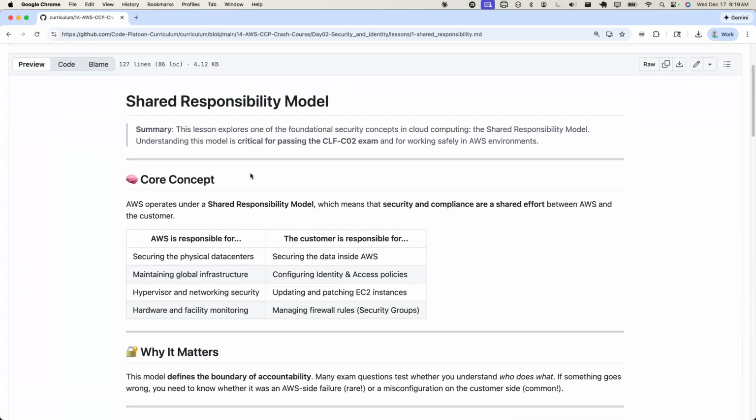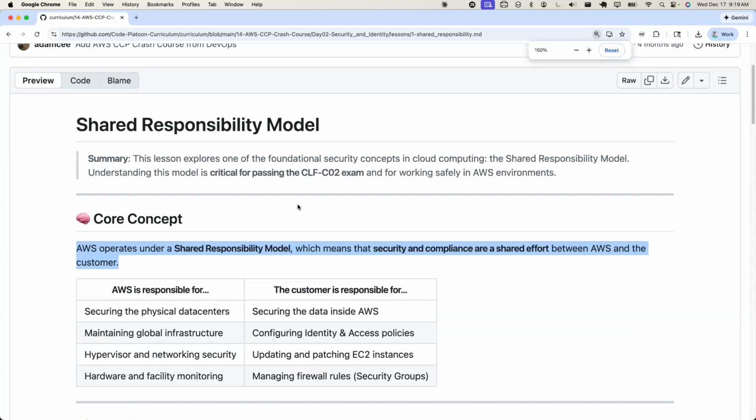So shared responsibility model. And is this font size good for everyone? We can all see okay. We'll make it even bigger just for fun.